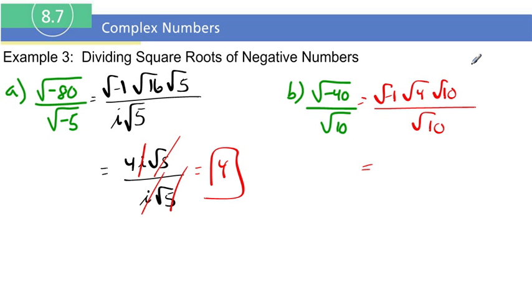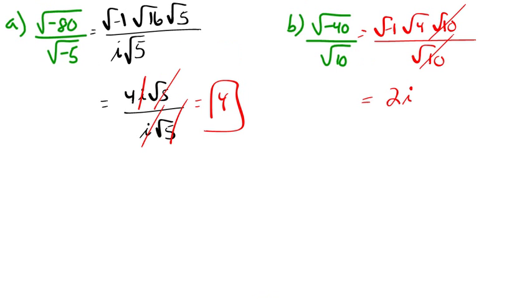Okay. Well, you can just go ahead and see right now that the radical 10s are going to cancel. So we just cross those out. Square root of 4 is just 2, and square root of negative 1 is just i. Okay. Oh, I guess that's all the examples there.